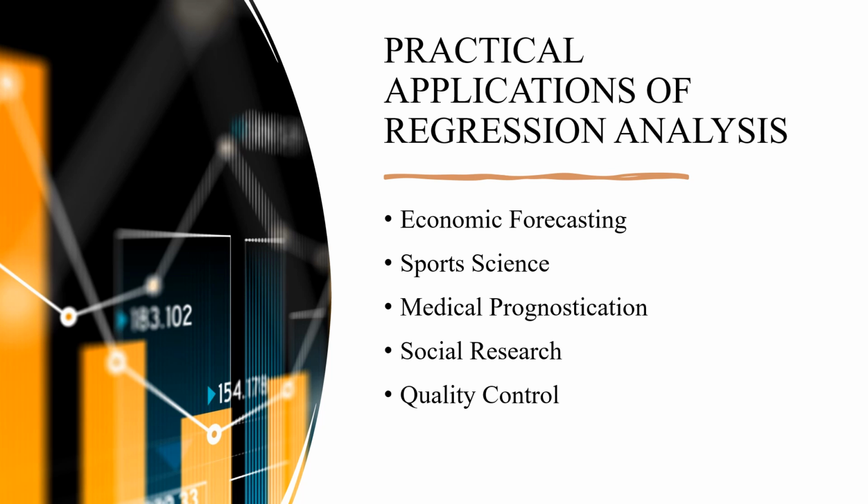Second one is sports science. In sports, regression analysis optimizes performance, minimizes injury risks, and also aids in strategy development. For example, a regression model can predict a basketball player's scoring average by analyzing the training hours, the shooting accuracy, and also the game participation.